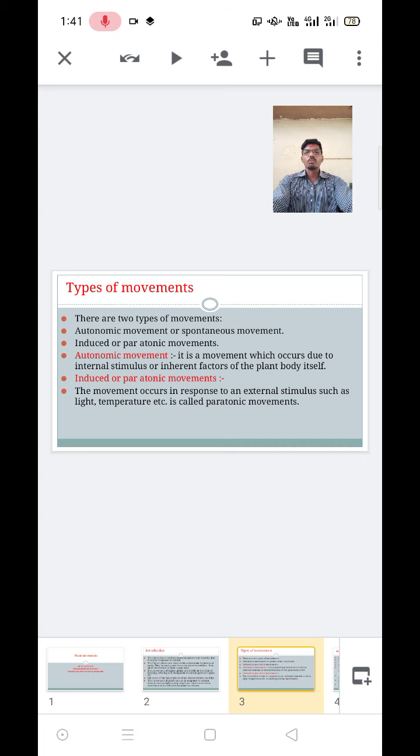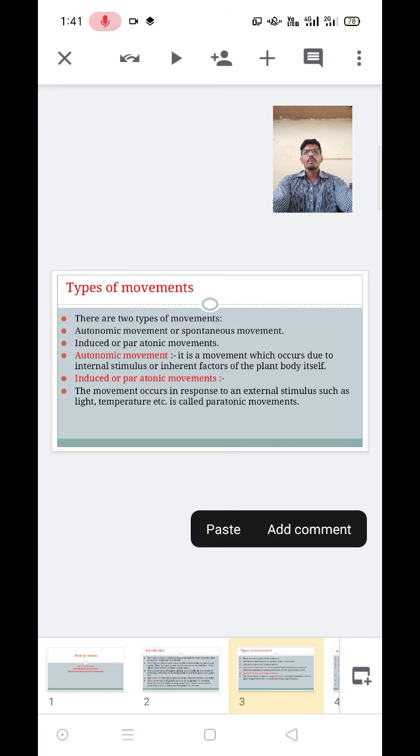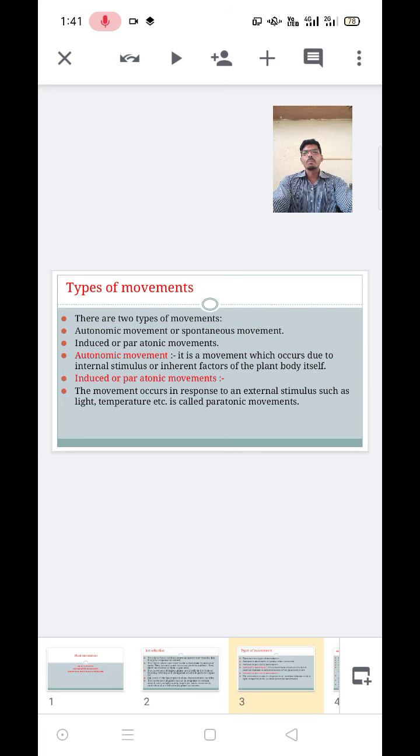Next, the types of movements. There are two types of movement: autonomic movement, or spontaneous movement, and another one is induced or paratonic movements. First one, what is the autonomic movement? It is the movement which occurs due to internal stimuli or inherent factors of the plant body itself. What is the meaning of induced or paratonic movements? The movements occur in response to external stimuli such as light, temperature, etc. It is called paratonic movements.